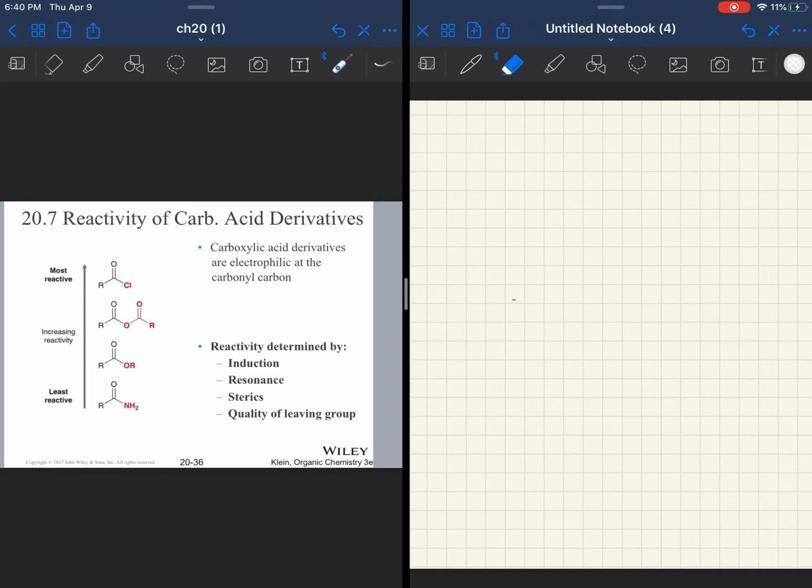Chapter 20, Part 3. All right, we're going to talk about the reactivity of carboxylic acid derivatives and then get into some groups of reactions. I will warn you, there's a lot of reactions coming up in the rest of this chapter, so we want to stay organized. We're going to look at the different classes of compounds here.